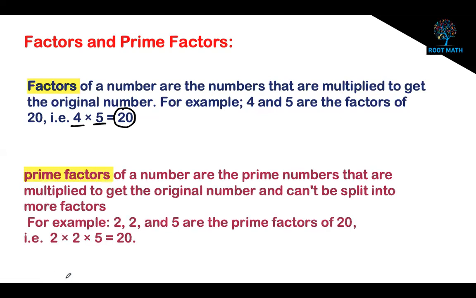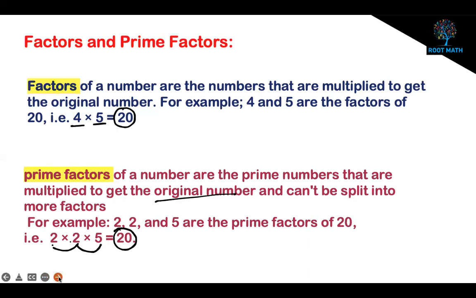Then what is a prime factor? The prime factors of a number are the factors that are prime numbers, which means the factors must be prime numbers. By multiplying these prime numbers, we get the original number. At the same time, it cannot be split more as a factor. For example, 2 times 2 is 4 and 4 times 5 is 20. I got the answer 20 and 2, 2 and 5 are prime numbers. Here, 2, 2 and 5 are the prime factors of 20.